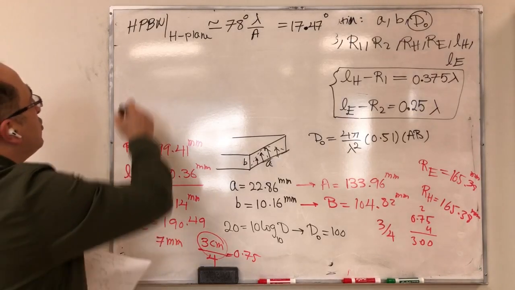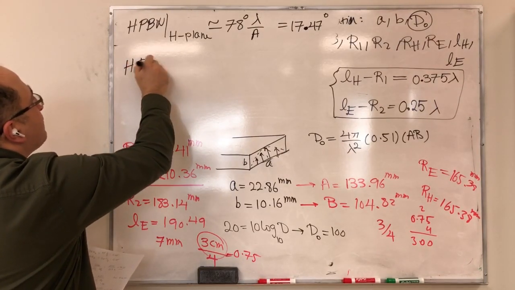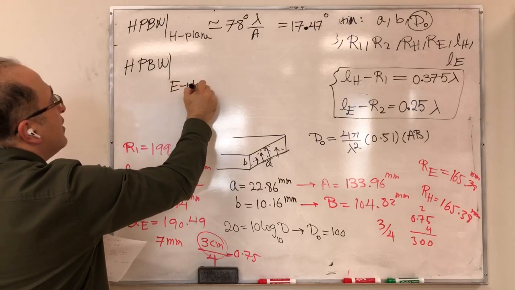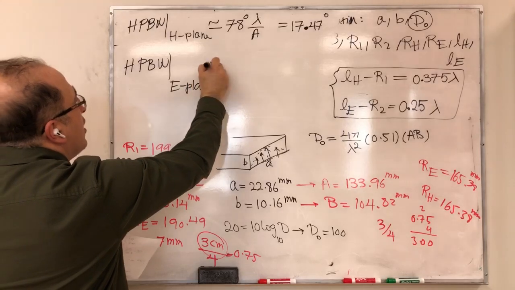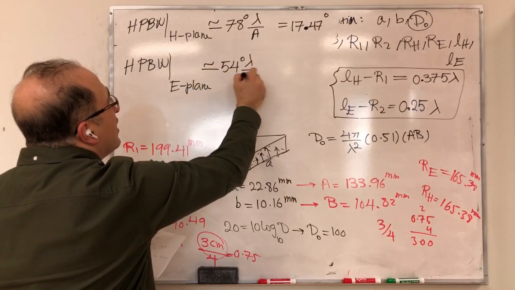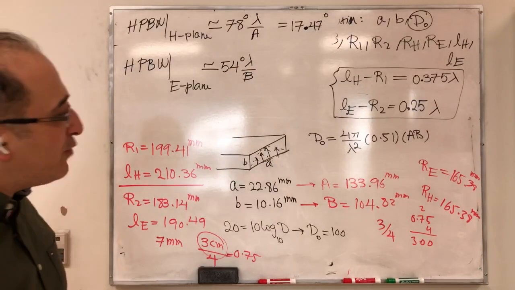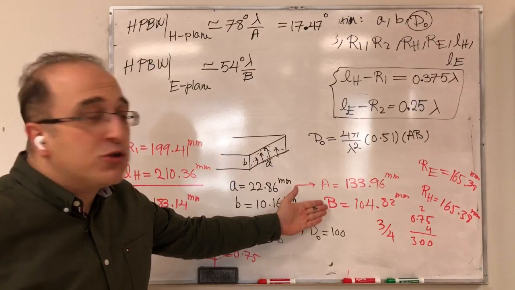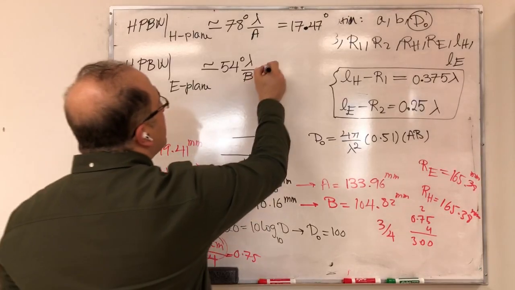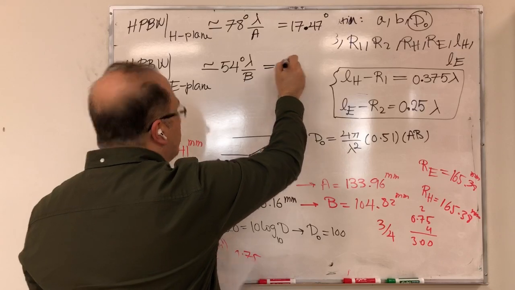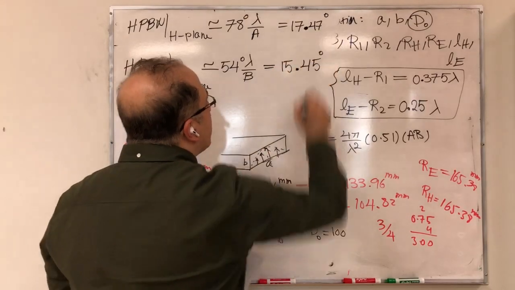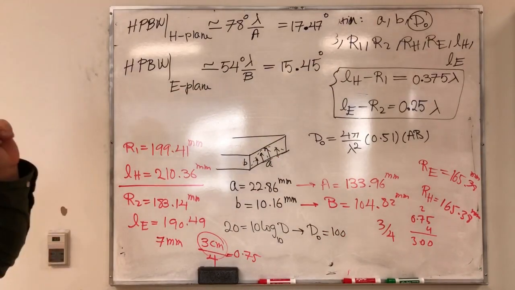Now, if we go to the half power beamwidth in the E plane, we get about 54 degrees times lambda divided by B. We have our B right here. We also know the wavelength of operation, so we can calculate this, and this would be 15.45 degrees.